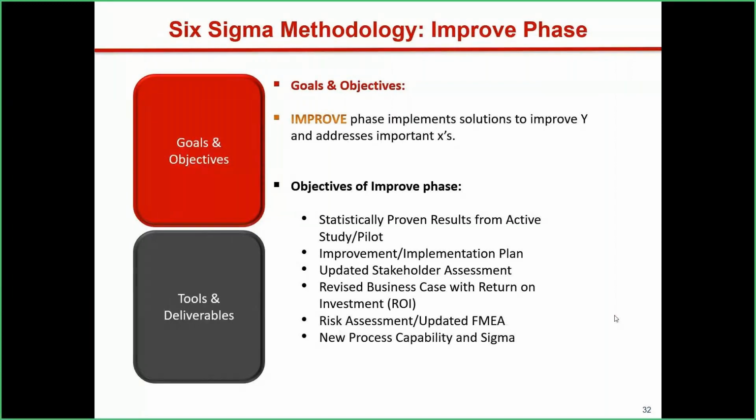You'll also identify the new process capability sigma. Now, the new process capability sigma has to be calculated, along with the sigma levels, to see what has been the actual improvement after you have implemented the solutions that you have identified.